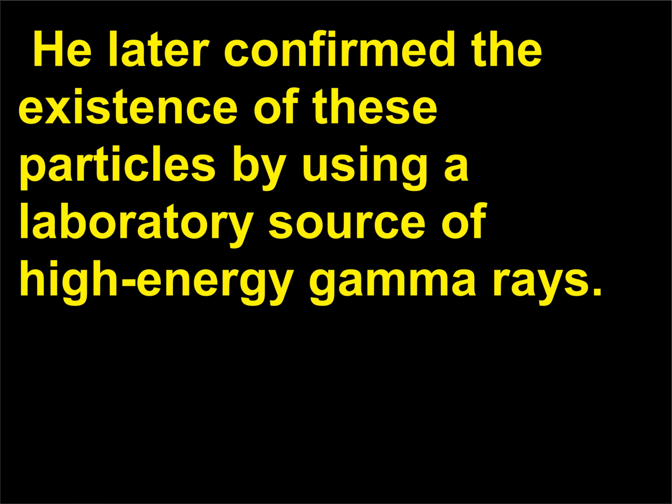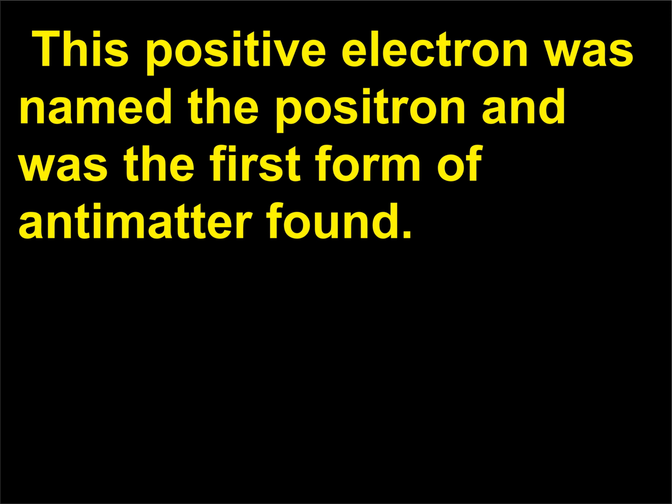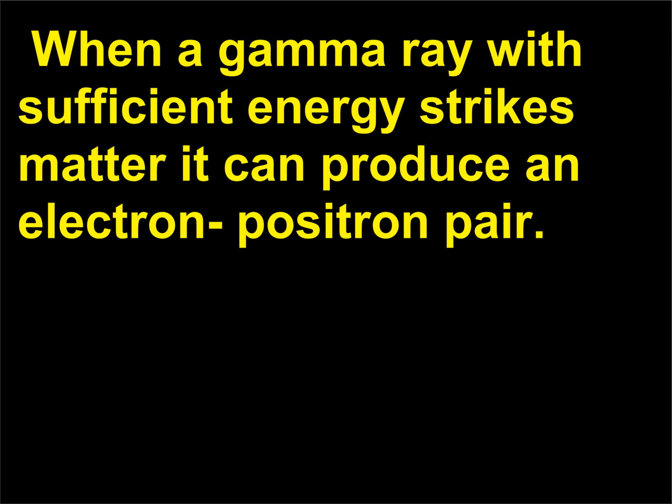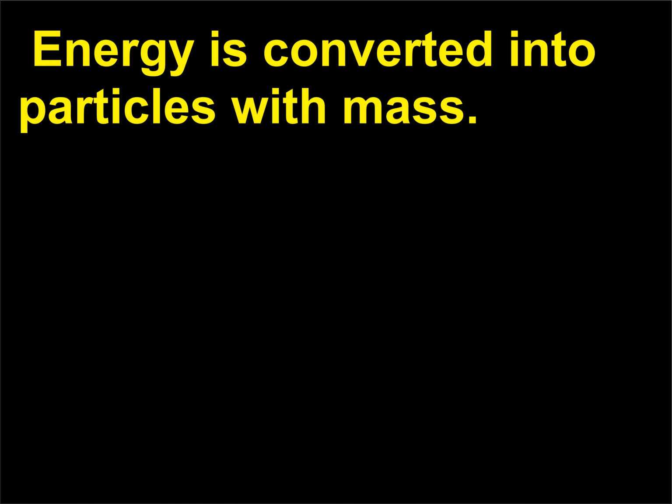He later confirmed the existence of these particles by using a laboratory source of high-energy gamma rays. This positive electron was named the positron and was the first form of antimatter found. Anderson shared the 1936 Nobel Prize for his discovery. When a gamma ray with sufficient energy strikes matter, it can produce an electron-positron pair. Energy is converted into particles with mass.